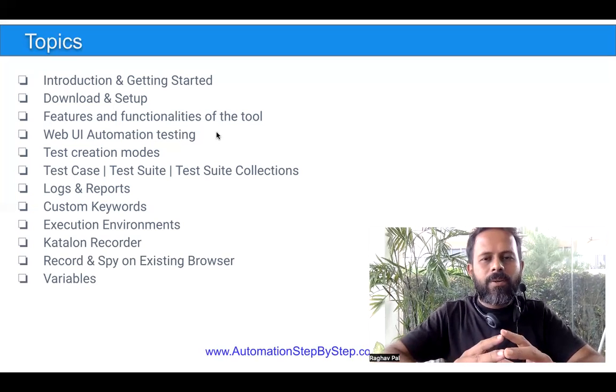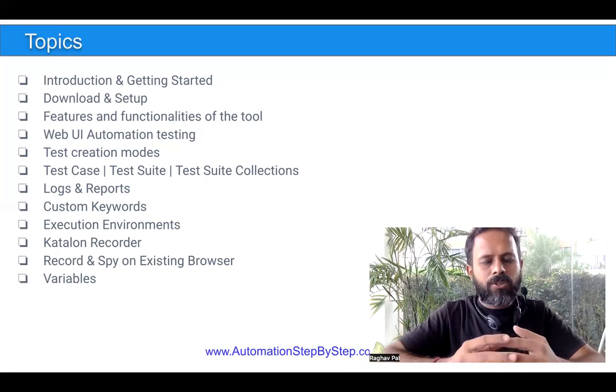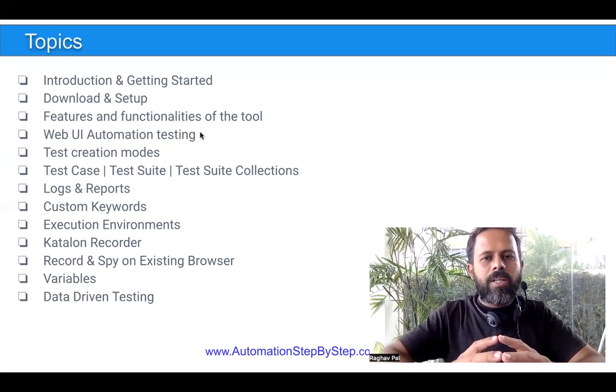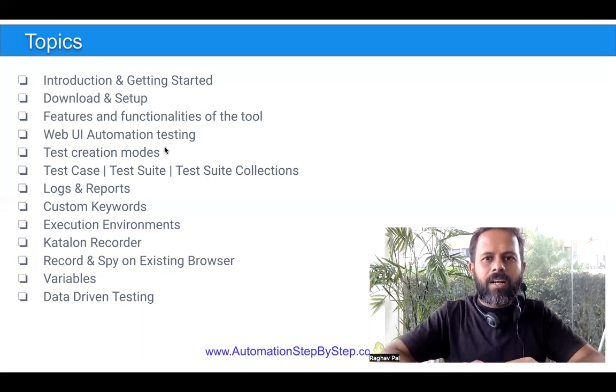We looked at variables. What are variables? The three different types of variables in Katalon Studio. How do we create and use these variables? Then we learned about data-driven testing. How can we use test data from external sources like an Excel file or a CSV file or a database or internal data? And how can we run our test cases with this data?